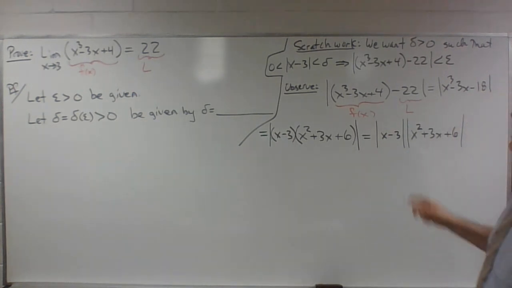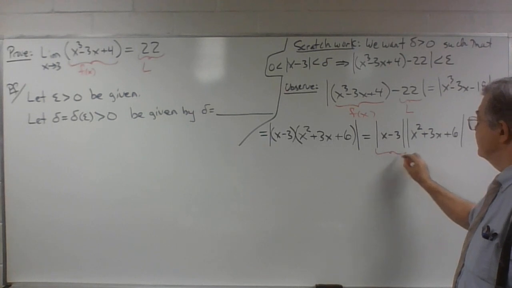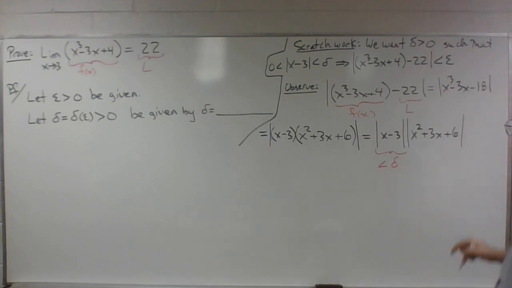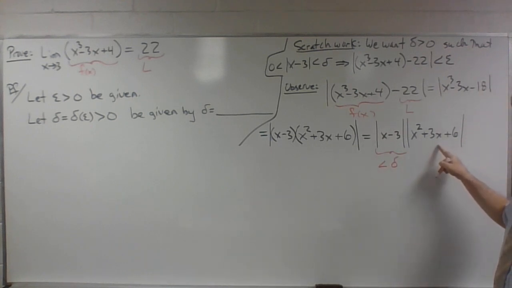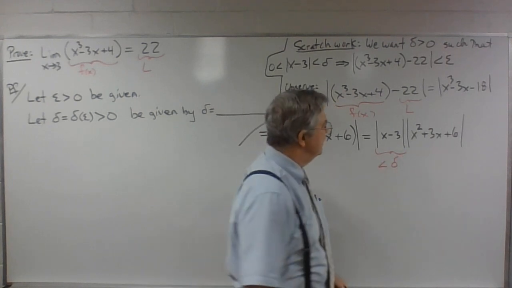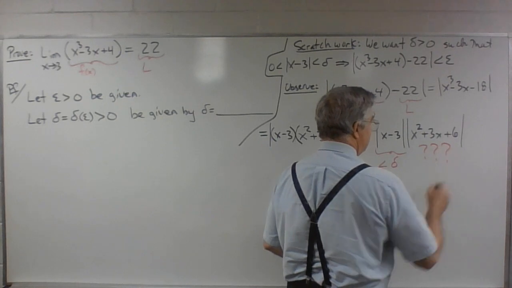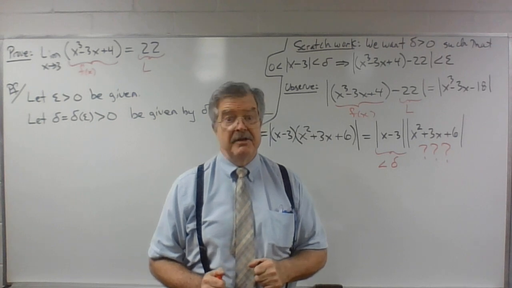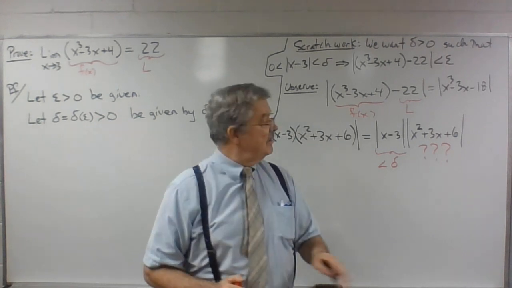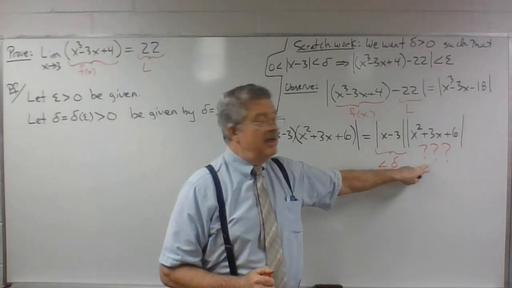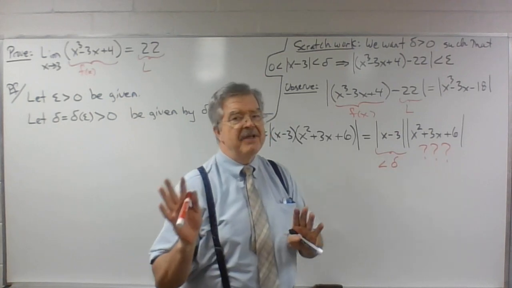And this thing, |x minus 3|, I know that's less than delta. And this thing, I don't know anything about this. Not to worry. We were in this same situation in the previous proof, weren't we? So we're not in a position that we haven't been in before. And when we were in this position before, we knew exactly how to deal with it.